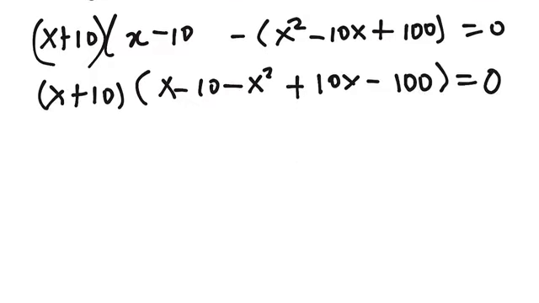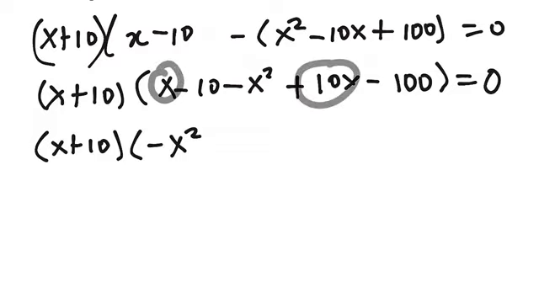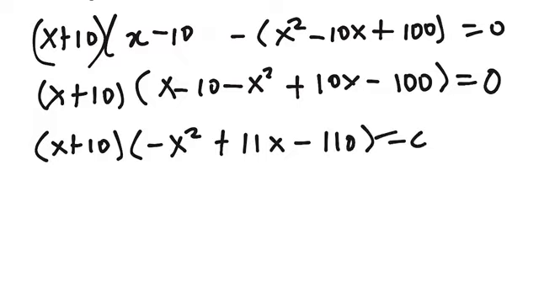So now the next thing we're going to do is that we're going to have x plus 10 into bracket, so minus x squared, then x plus 10x, this plus this, we're going to have 11x. Okay, then we have minus 110, then equals 0.